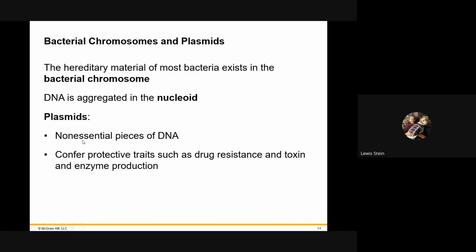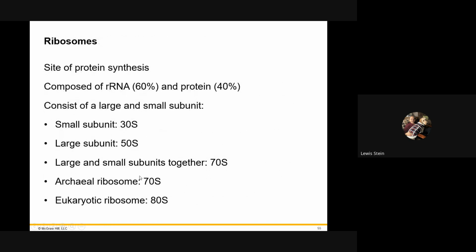The plasmids, definition: useful but non-essential. Essential in this context means you require it to survive. So when we talk about essential amino acids, those are the ones we can't make; we have to acquire them through our diet. Plasmids are the opposite kind of thing. They're non-essential, but useful. Protective traits, drug resistance, toxins, and enzyme production.